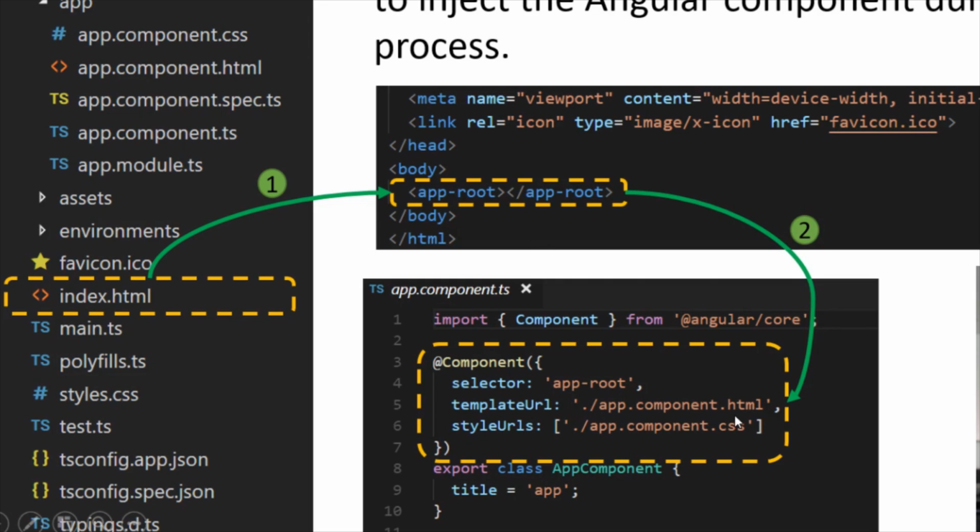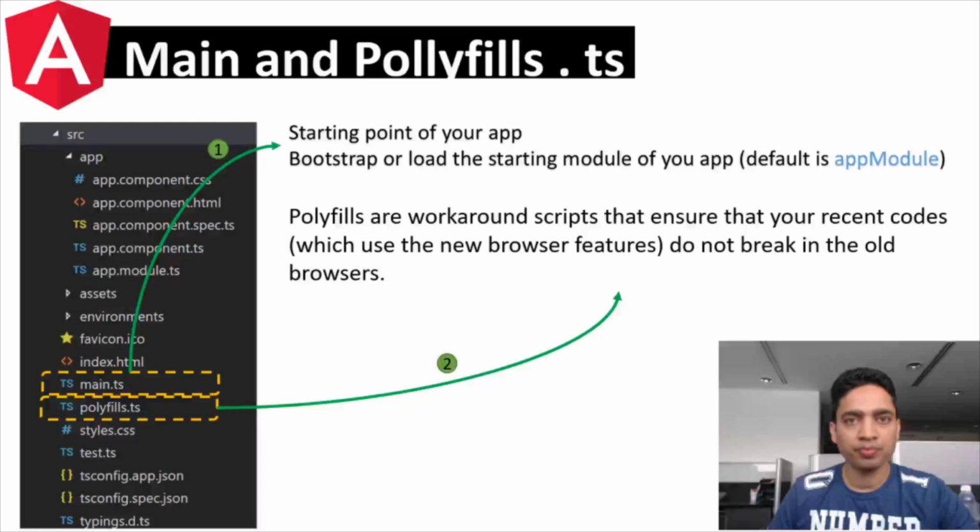Template URL is the template that gets injected into this particular place, and the styles are the styles that get injected into this place. So you don't need to be having styles over here on this index.html, which can get injected using these directives that you have over here.